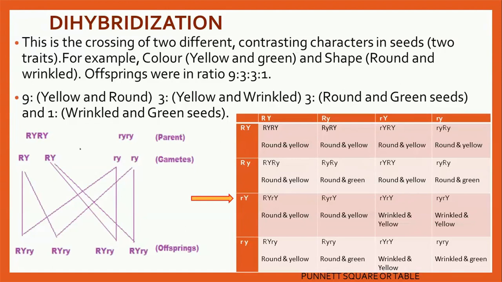9:3:3:1. And the meaning of this is that he had 9 yellow and round seeds, 3 yellow and wrinkled seeds, 3 round and green seeds, and 1 wrinkled and green seed. So this is the crossing of how it was done, the first filial generation, and the second filial generation was what produced this 9:3:3:1. And altogether we have 16 offsprings. Don't worry, we're going to do a video on that for you to understand how this was done. Okay, so let's move on.